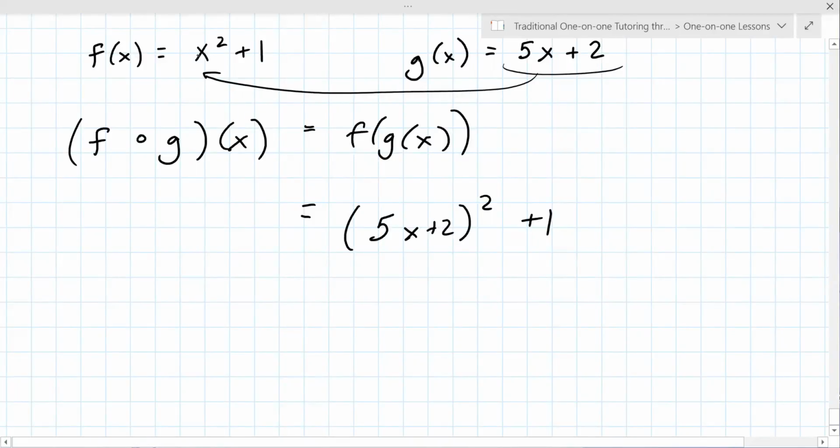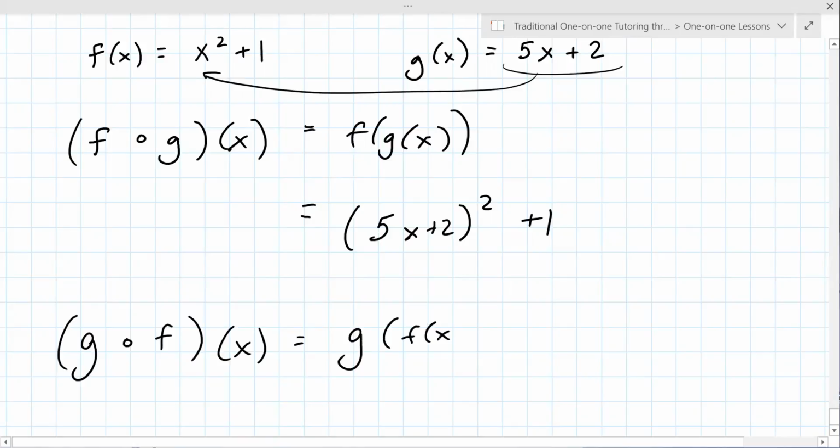Right. But notice you can also go the other way, and it's not the same. It could be the same, but it's not. It's g of f of x. And this time you take x squared plus 1 and you put it into the other function for x.